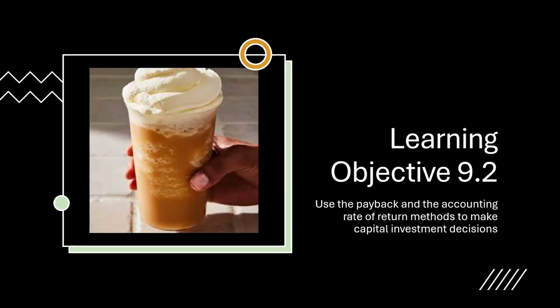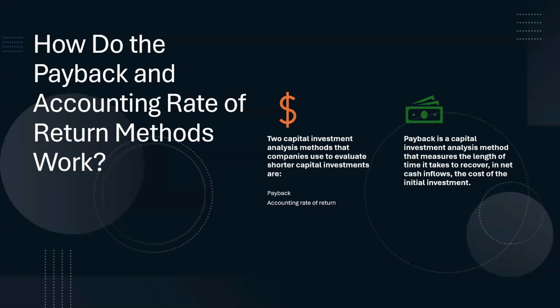All right, so we're starting learning objective 2. Use the payback and the accounting rate of return methods to make capital investment decisions. So how do the payback and accounting rate of return methods work?